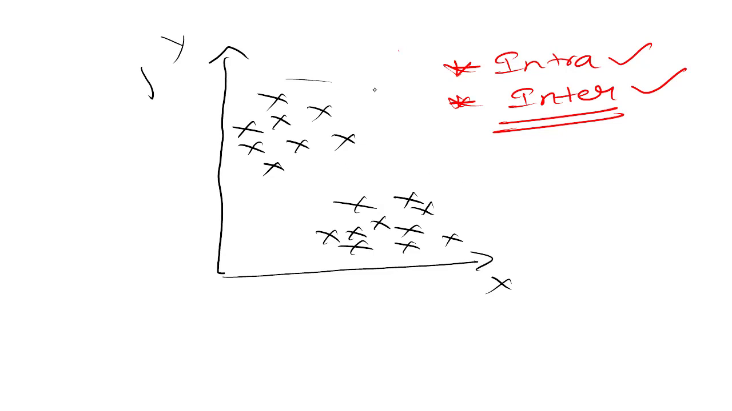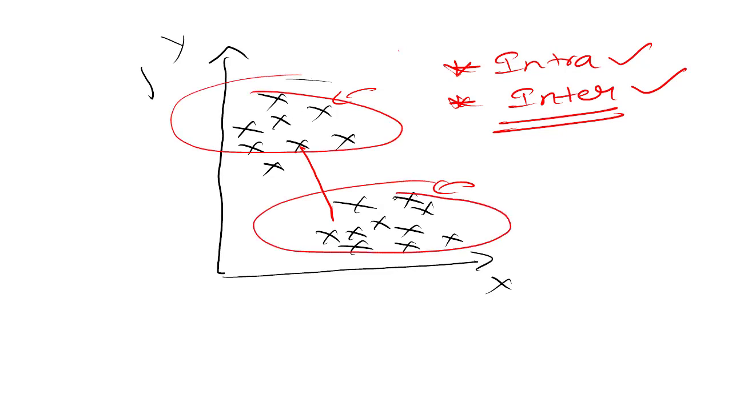So here we have one cluster, here we have a second cluster. Inter-cluster is the distance between this cluster and this cluster, so that's why it's known as inter-cluster. The second type is intra-cluster, which is the distance within the cluster, between the points within the cluster.